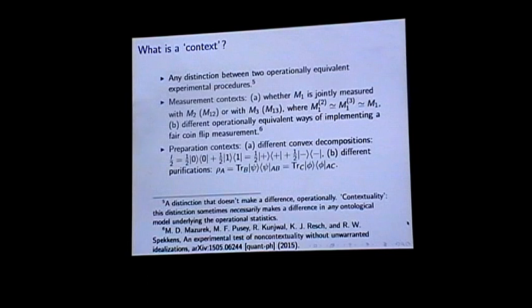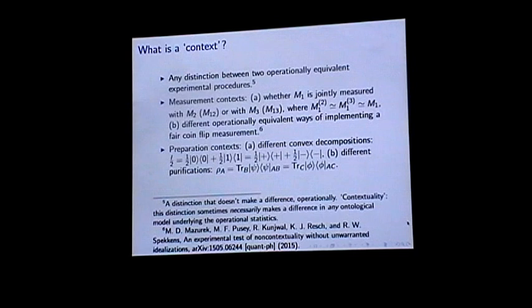And a second kind of measurement context, for example, could be different operationally equivalent ways of implementing a fair coin flip POVM measurement in quantum theory. So this paper here, for example, in footnote 6, uses that notion of a measurement context to derive an inequality.